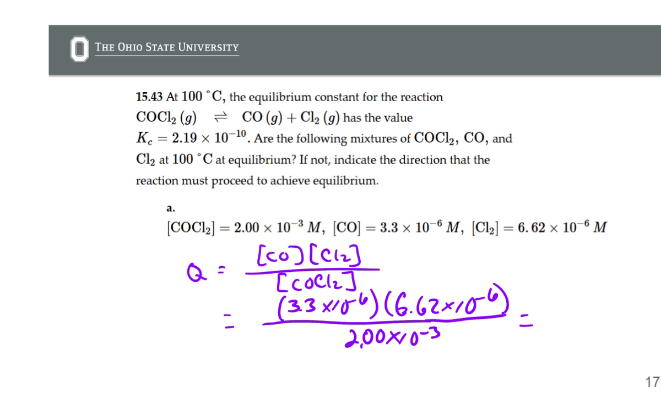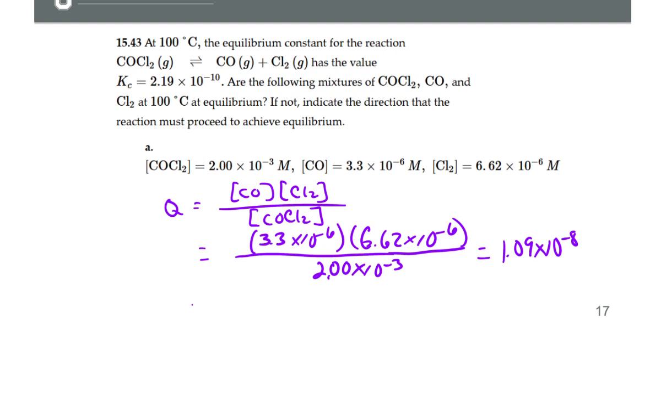I got 1.09 times 10 to the minus 8. We agree? Cool. So then Q is greater than K? K is 2.19 times 10 to the minus 10. And so which way does the reaction proceed? Towards the reactants.